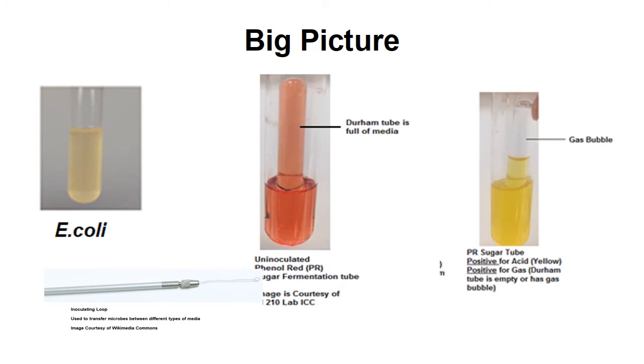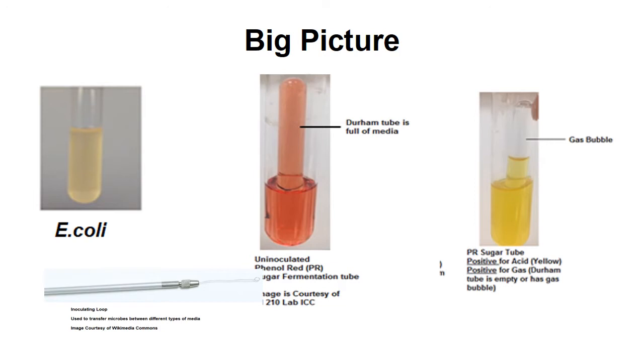So in this picture, we're getting a little bit more specific. So now we have a test tube of E. coli that's already grown, it's been inoculated, and it's allowed to do binary fission. And in the second picture, we have what's called a Durham tube, which is an inverted test tube that is full of media. The media in this picture is red. You've seen a Durham tube before when you did the water experiment with lactose broth.